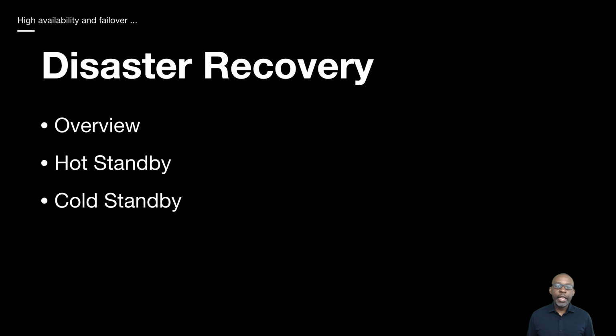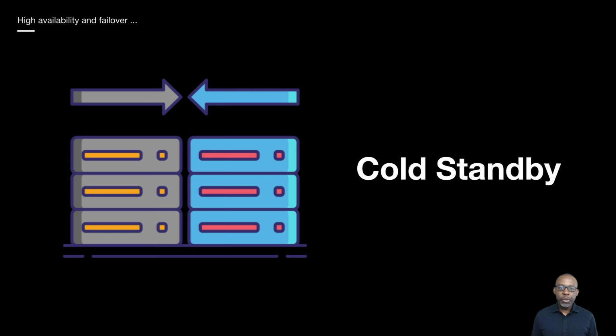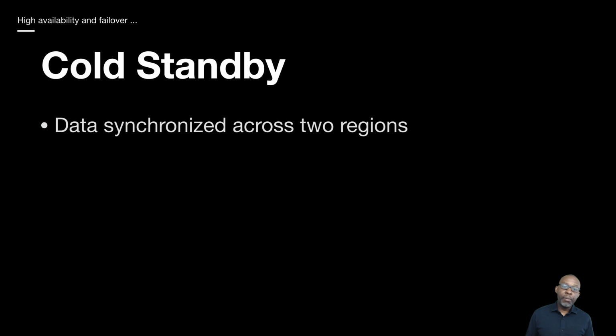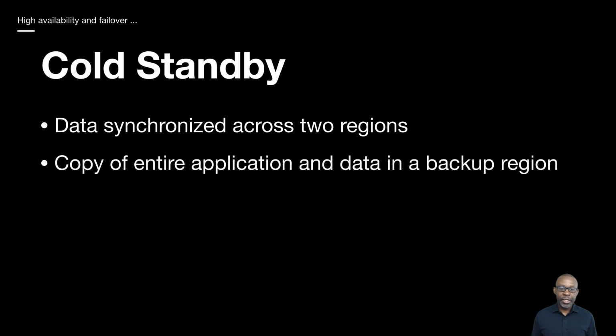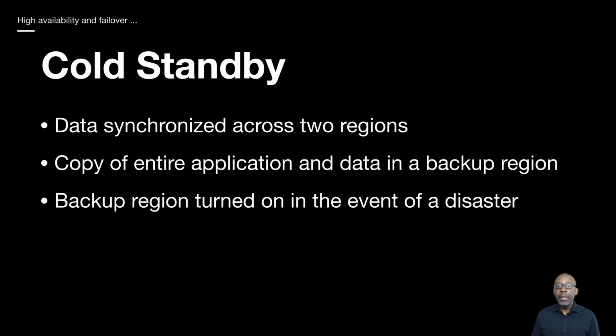Let's move on and explore the cold standby option. With the cold standby option, data is synchronized across two regions. However, one of the regions is the primary region used for delivering services, and the other region is a backup or standby region. The backup or standby region is only used in the event of a disaster.